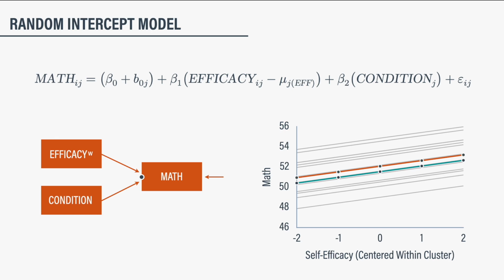In the spaghetti plot to the right, the student-level regressions differ with respect to their mean levels, or random intercepts, but the slopes are identical. In the equation, the B0J term is the random intercept residual that determines the vertical elevation of the regression lines. I represent this term with a black dot in the path diagram.